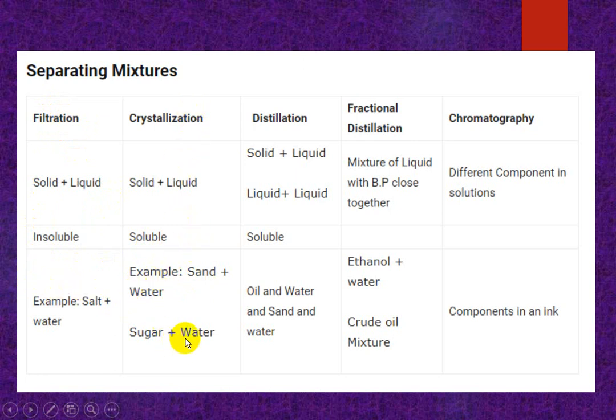Crystallization: sugar and water. Crystallization is solid and liquid, filtration is also solid and liquid, but here the solid is a soluble solid. Now distillation: solid and liquid, or liquid and liquid, both soluble. Oil and water we can separate by distillation. Fractional distillation: a mixture of liquids with different, close boiling points, like ethanol and water, or crude oil mixture.